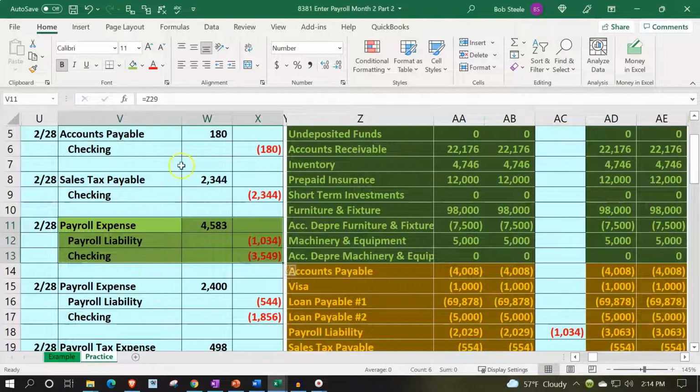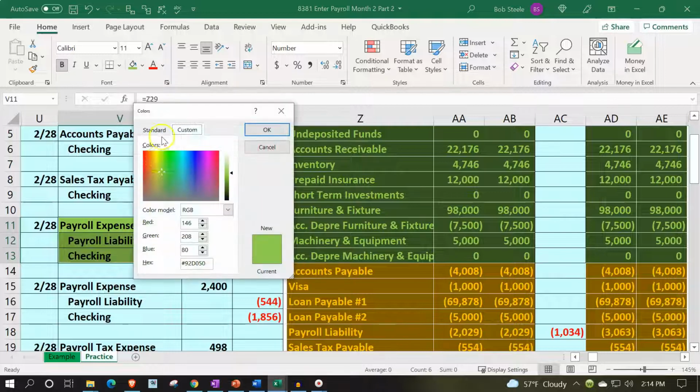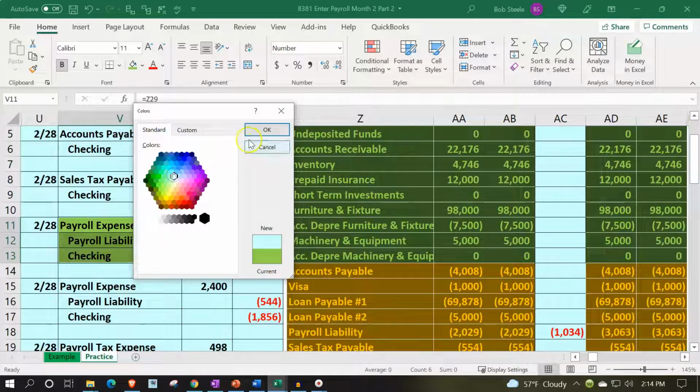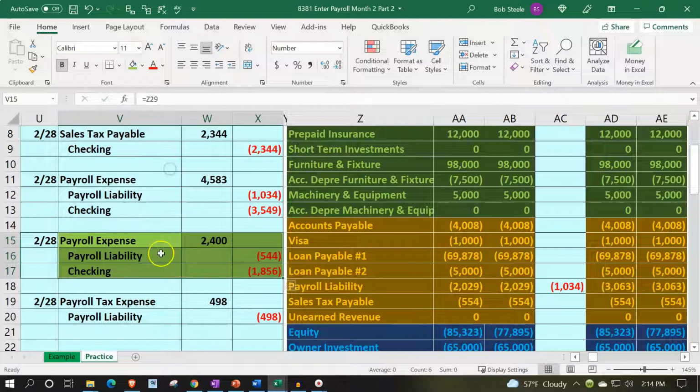I'm going to make this one ungreenified or bluify it, however you want to see it. It's going to be that blue. If you don't have it, more colors. It would be in the standard area. There's the blue right there. The Excel is Fun Guy blue. And then we'll make this one green because that's what we are working on. So we want to focus our eyeballs on it.